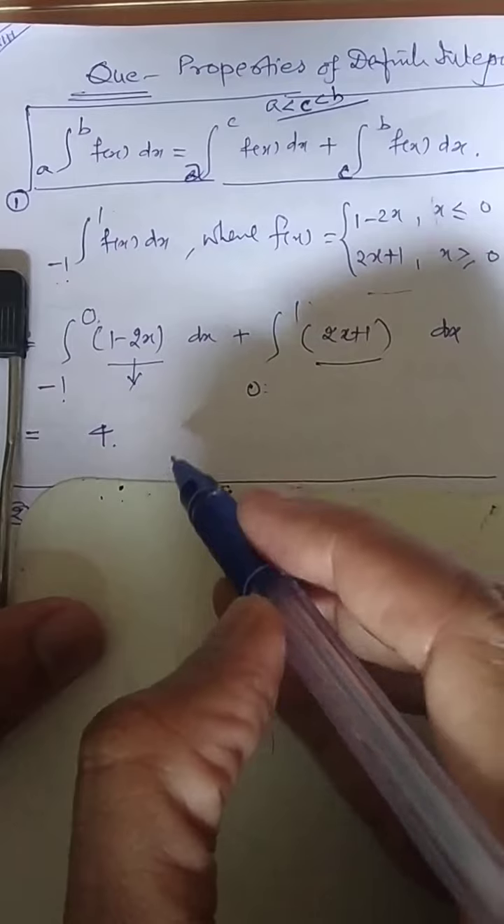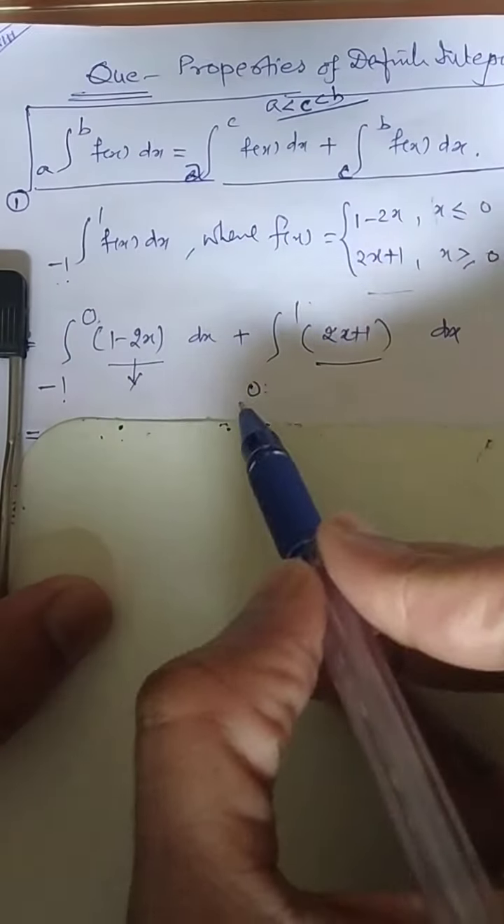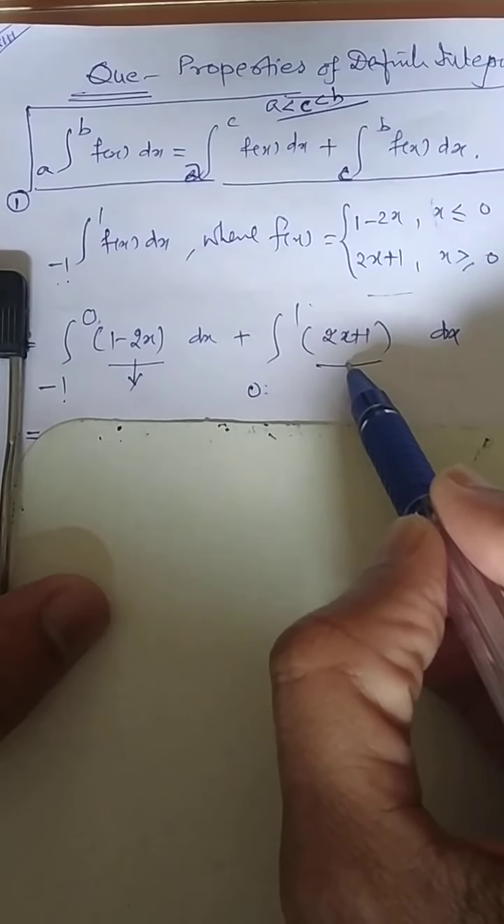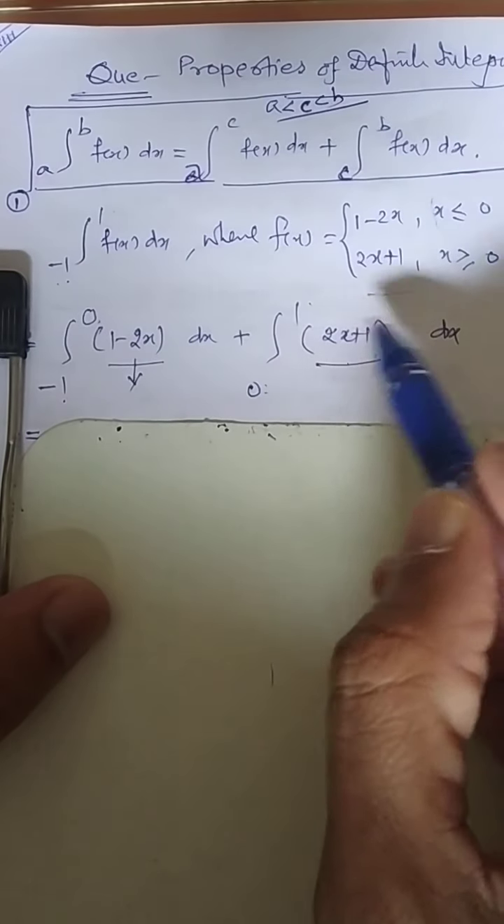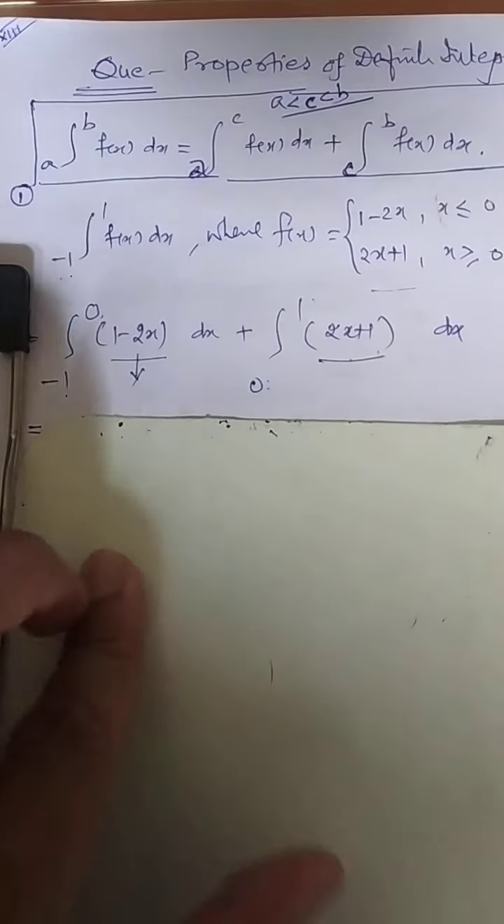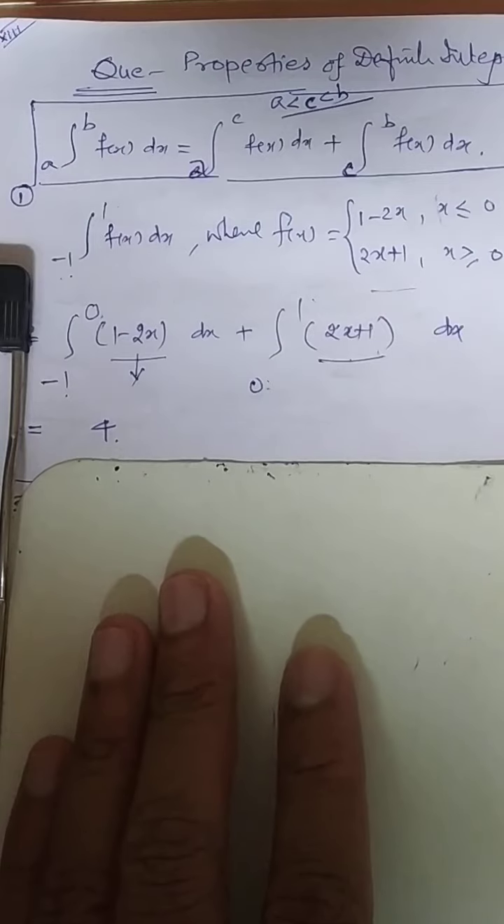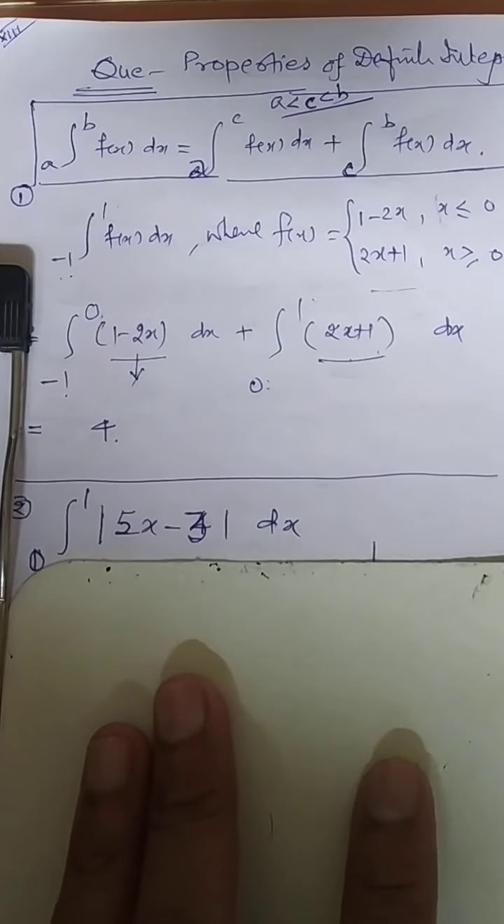What is the integration? x minus x square, upper limit lower limit. Here also it will be x square plus x. Put upper limit lower limit. I am just waiting, simplify. Tell me what is the answer. 4 is the answer. Okay, next.